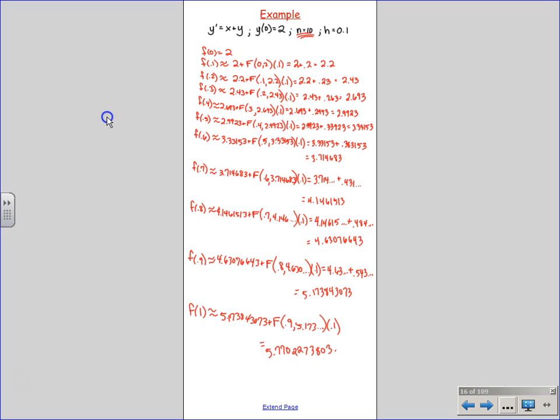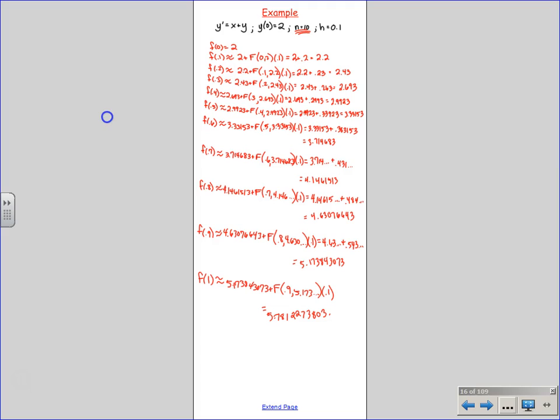We should sue. I lined it up wrong. Oh, I did not use all the. So f of 1 is approximately 5.7.